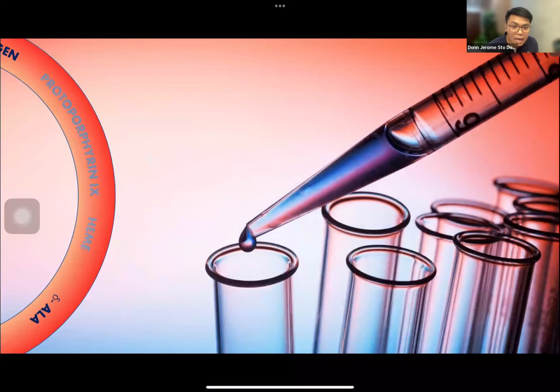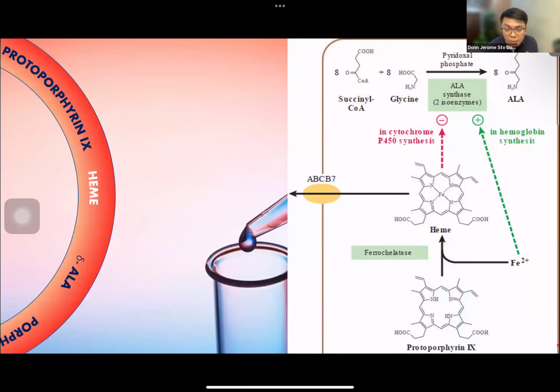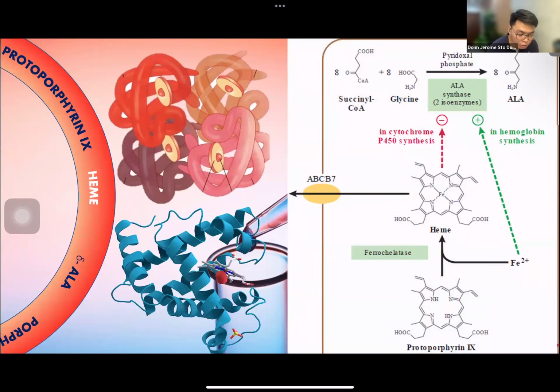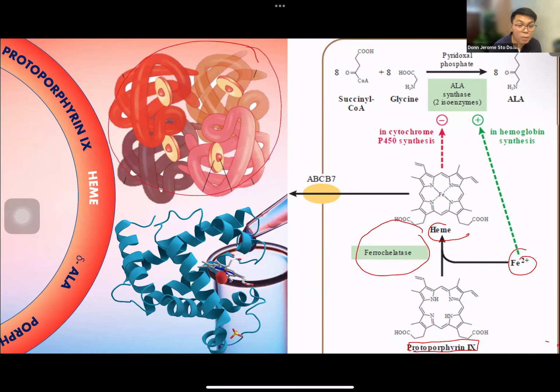Right? So the last step of your heme synthetic pathway still occurs in the mitochondria, and that is through the incorporation of iron to your protoporphyrin 9 catalyzed by your ferrochelatase, forming now your heme. This heme can then be transported out of the mitochondria to be used by different proteins to form heme proteins. Sabi natin kanina, depending on the proteins where it will be attached, that will determine the function of that heme protein. So itong nasa taas, this is a hemoglobin, where your heme can act as a prosthetic group. Ito naman, this one is a myoglobin.